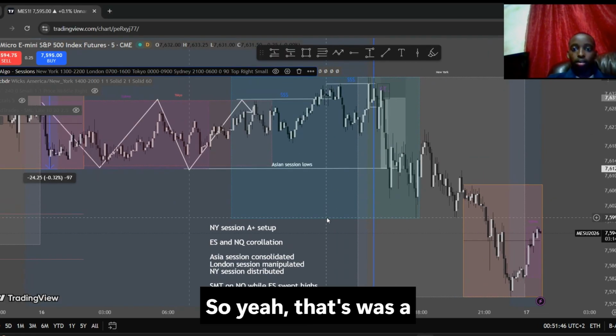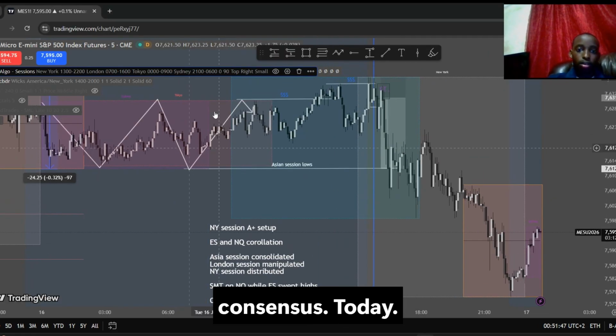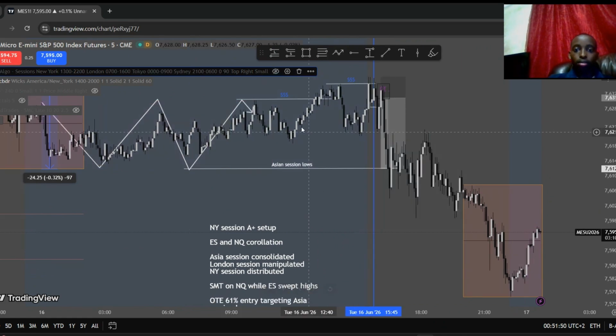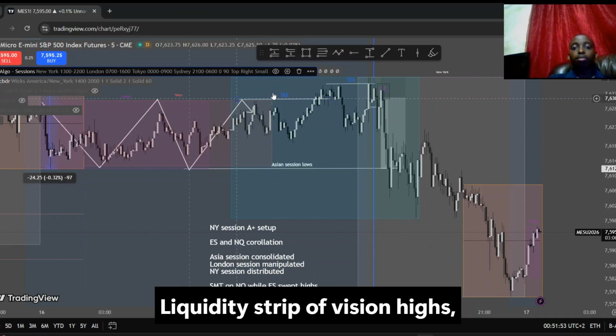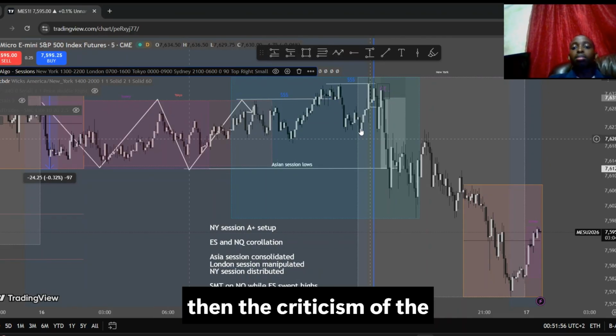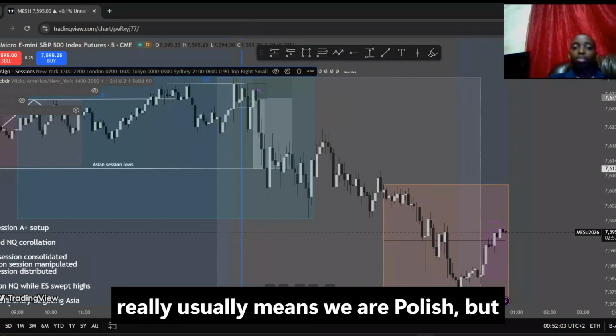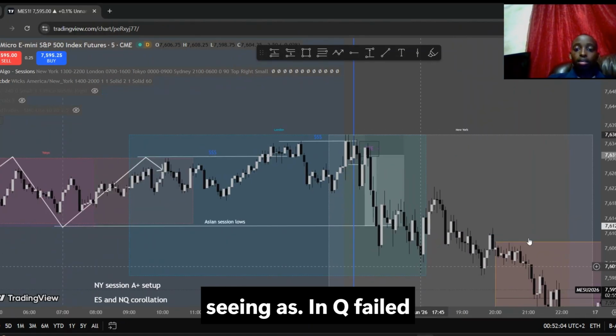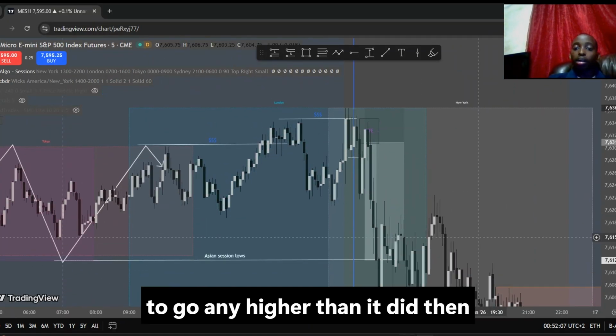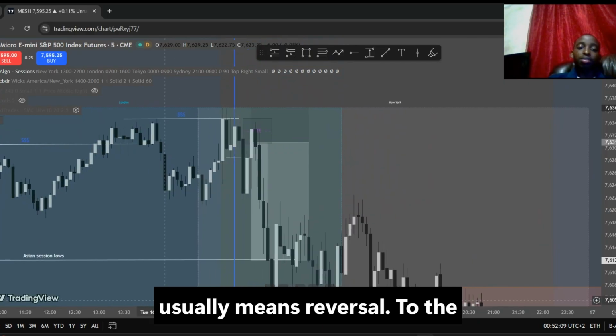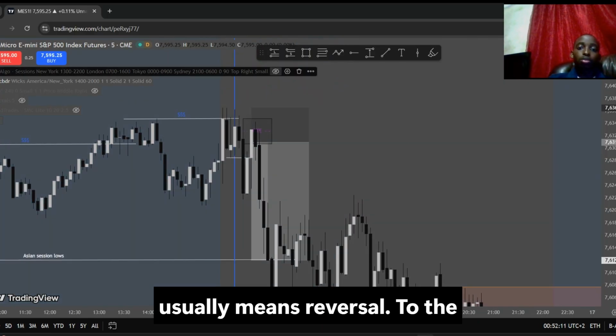So that was our consensus today. Liquidity sweep of the session highs, then a liquidity sweep of the London session highs. That would usually mean we are bullish, but seeing as NQ failed to go any higher than it did, that usually means a reversal to the downside.